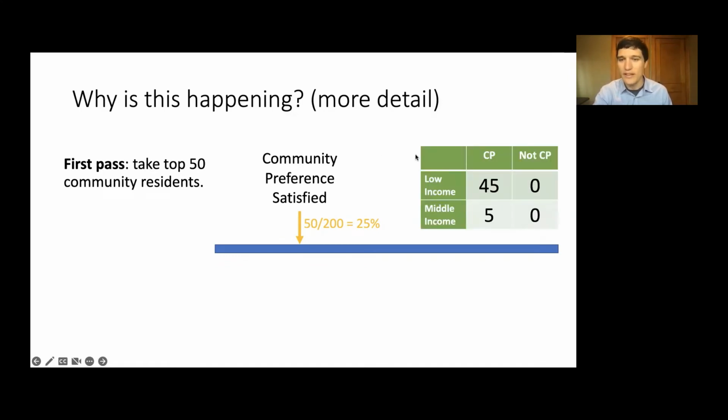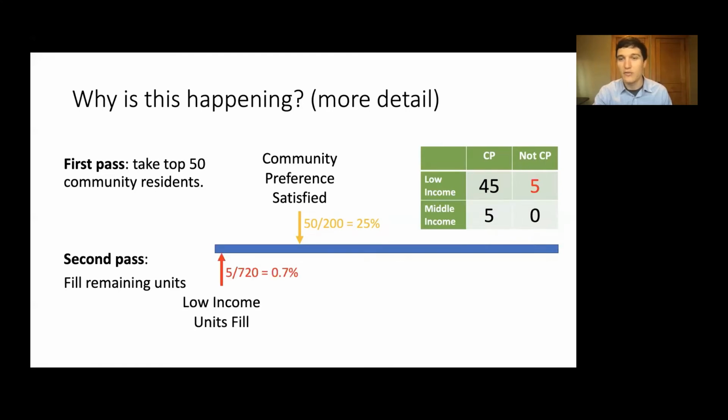And at this point, we've taken 50 people, we've filled our community preference quota. 90% of those people are going to be low income, just because 90% of our applicants are low income. And so that's where we get these two numbers. Now we go back to the top of the list and we try to accept other people who we can.